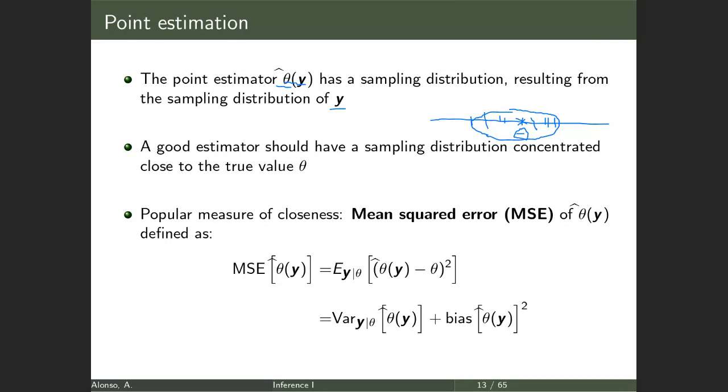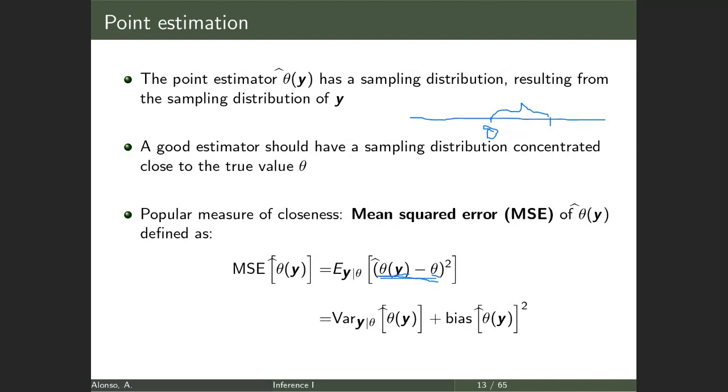Now, how do you measure closeness? Because it's a random variable, right? Well, statisticians have defined what they call the mean square error, MSE, of your estimator. And what is the mean square error of your estimator? It is the average distance between your estimator and the true value. So what you have here is the distance between the estimator and the true value. Let's see this again. You have here theta, the true value, and you have a realization of your estimator. There is a distance between the true value and your estimate, and this distance is given over here. And then the mean square error is just the average distance.